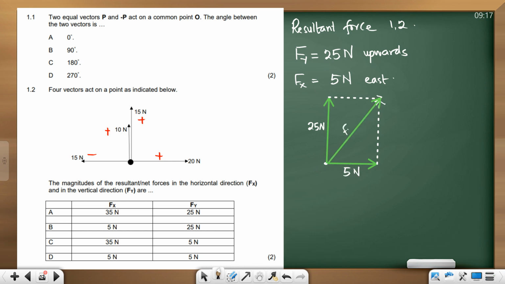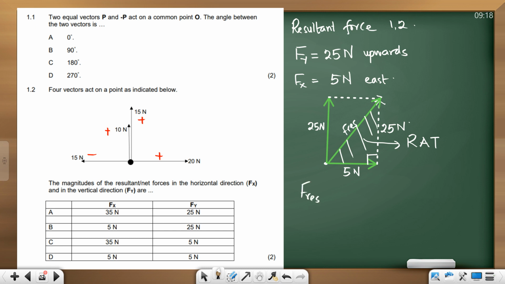F resultant. Now, do you notice that this is 90 degrees? And this one is also what? 25 newtons. This gives us what you call a right angle triangle. How do we find the resultant? The theorem of Pythagoras. Because that's what we use when we have a right angle triangle.